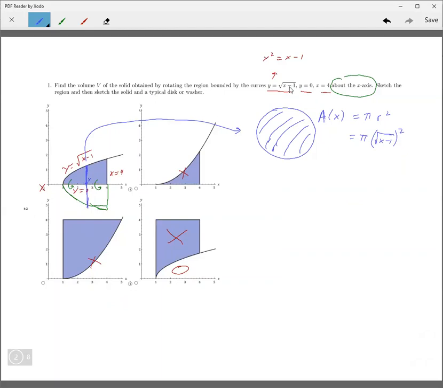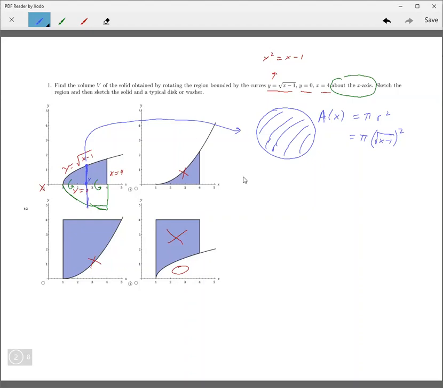Okay, so now in this case, r was just this, but sometimes it's not going to be that. So you have to really look at the graph and try to determine what r is. A good way is to take this value, which is the square root of x minus 1, minus the value at the axis of rotation, which is 0, y equals 0. Subtract 0 from this, and you just get this in this case. Okay, so that's our area right there.